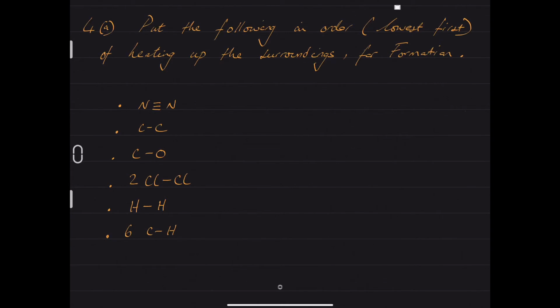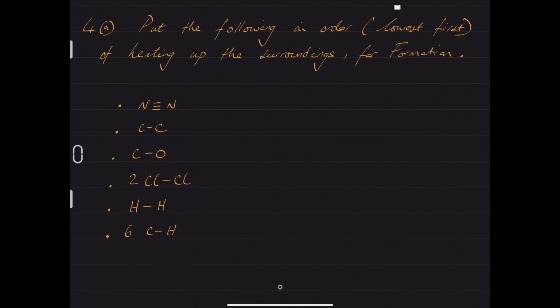So when these bonds are formed, i.e. the nitrogen to nitrogen bond, or the carbon to carbon bond, or the carbon to oxygen bond, which one of these is going to heat up the surroundings the least? And that's going to be your first one. And then you're going to list the bonds that are formed in order from the lowest to the highest in terms of heating up the surroundings, because this is formation.